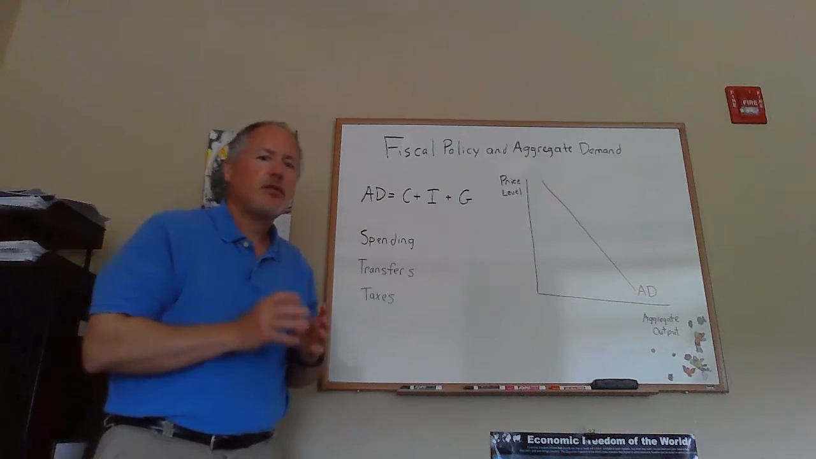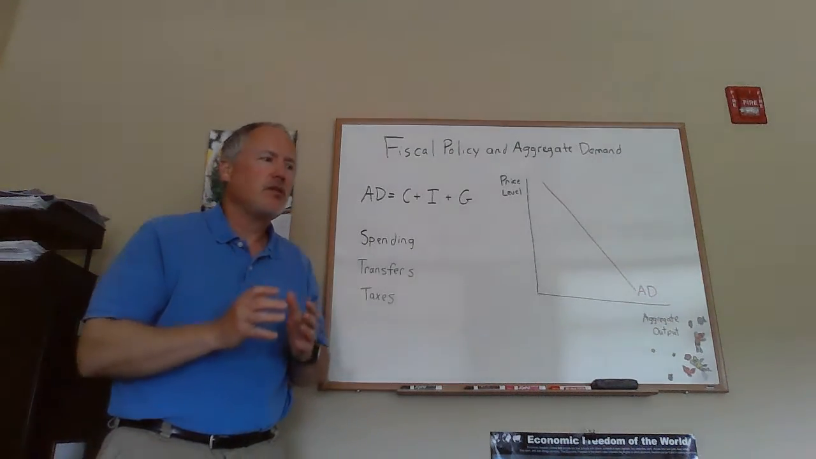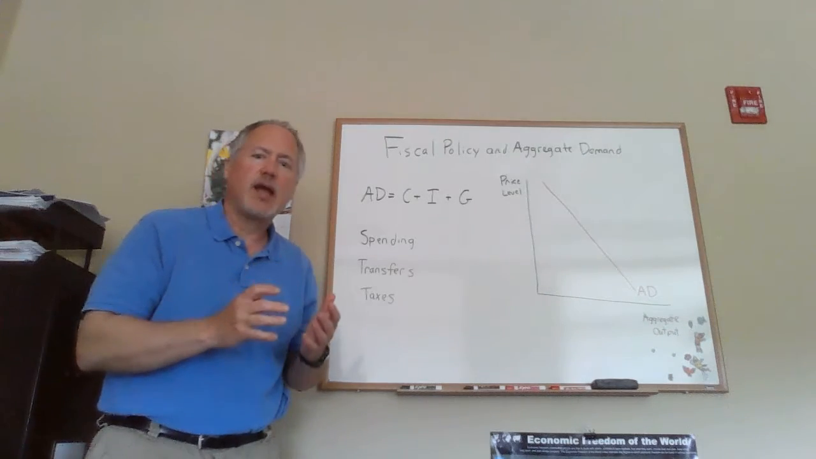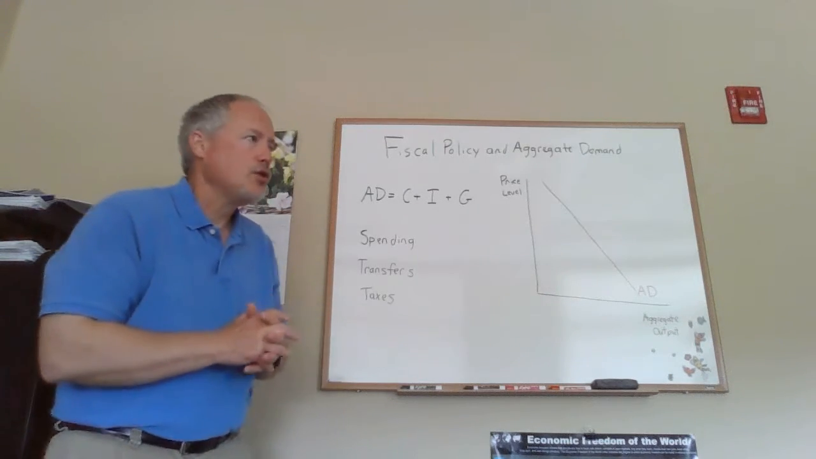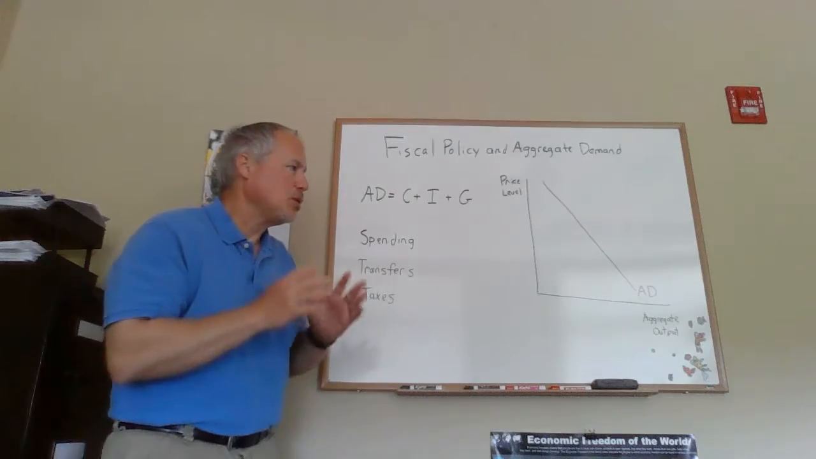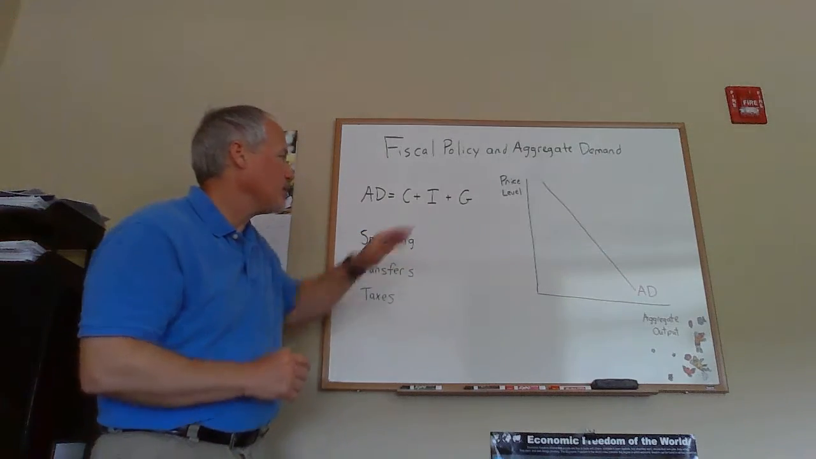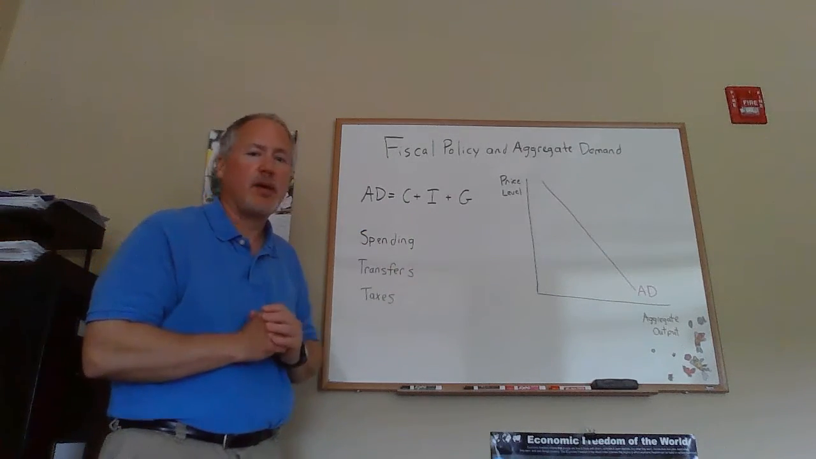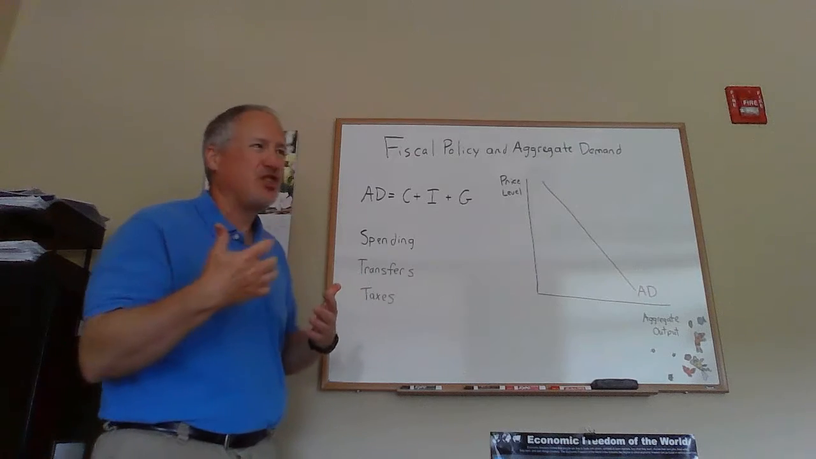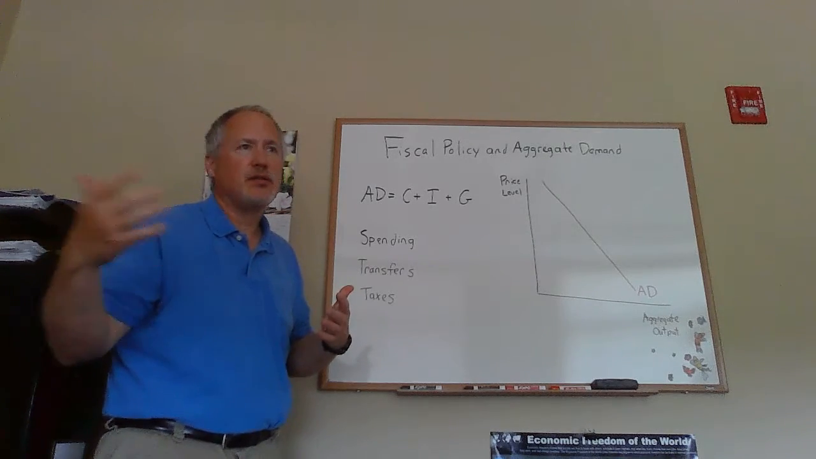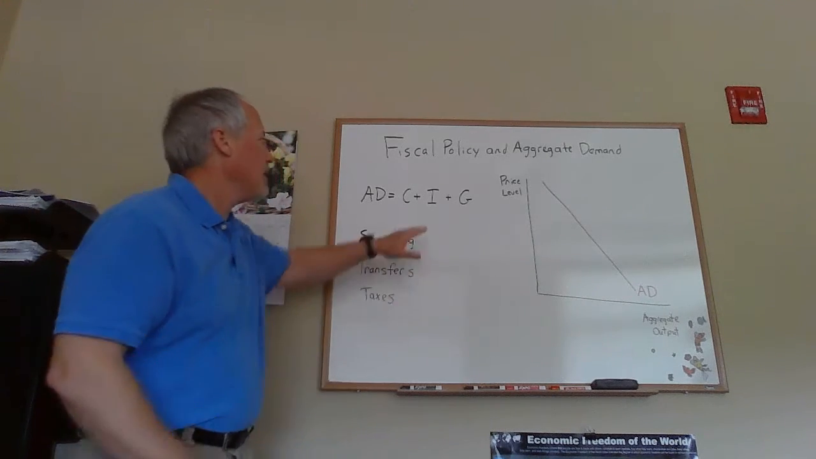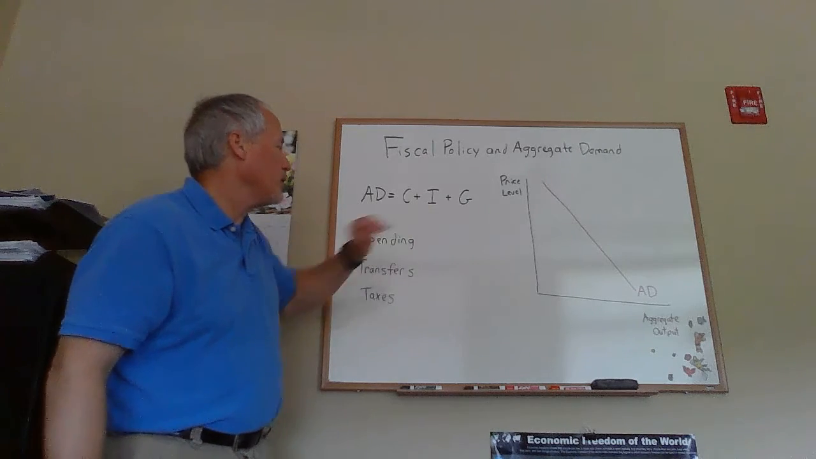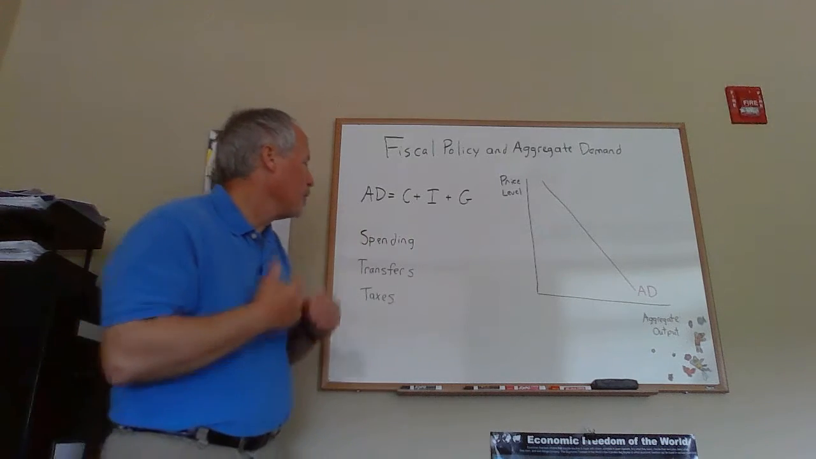This video is going to talk about fiscal policy and specifically how fiscal policy affects the aggregate demand curve. To do this, we'll start with the basic expression that describes aggregate demand, and that's C plus I plus G. There's also NX in there that you should remember, but I've dropped the NX part because we're going to focus on these components here.